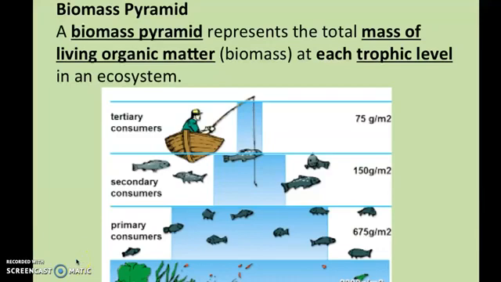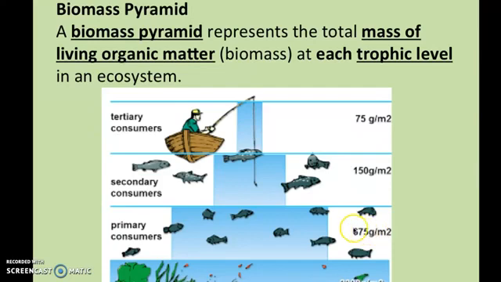And then the last one is a biomass pyramid. Bio! So what's bio mean? Bio means life. So a biomass pyramid is going to represent the total mass of the living organic matter or recently living organic matter. So that is looking at each trophic level in the ecosystem. So in this biomass pyramid, the bottom one, we have our producers, and that's approximately 3,000 grams per meter squared. Looks like it's 2,880 exactly. So the primary consumers, the fish that we have here, 675 grams per meter squared.